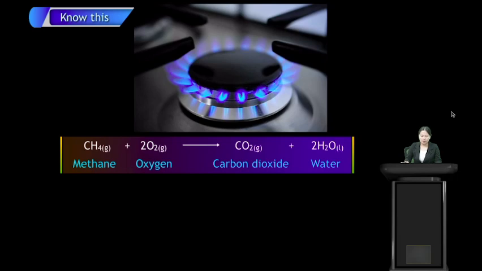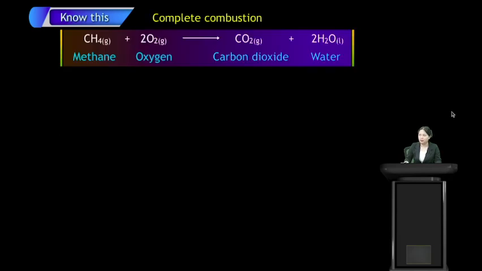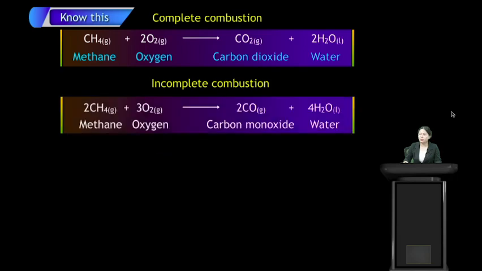Methane reacts with oxygen to give carbon dioxide plus water. In complete combustion, the carbon compounds react with oxygen to give carbon dioxide plus water. In incomplete combustion, methane reacts with oxygen to give carbon monoxide and water. That is the difference.